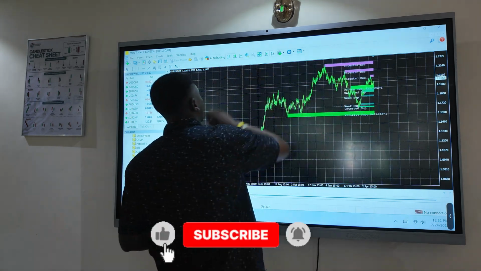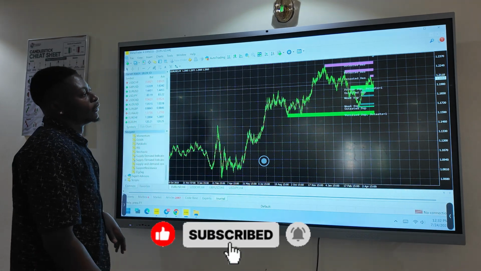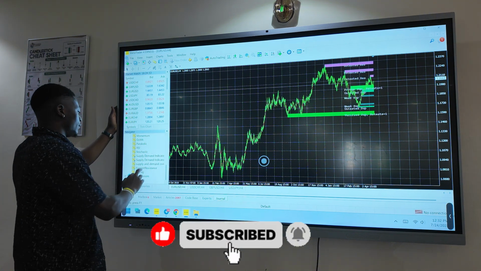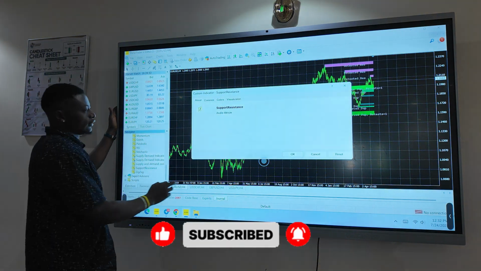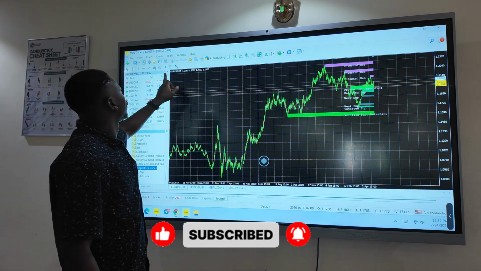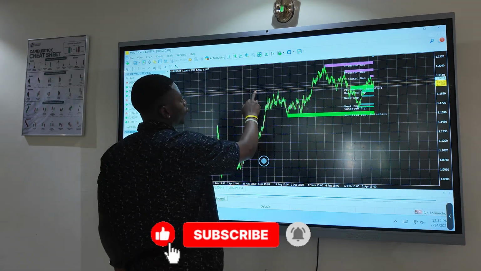Now, this is not all, right? You see that this is for supply and demand. Now we have support and resistance. Support and resistance marks your key levels. Now if you look at which time frame we are on, we're on the 4 hour time frame.